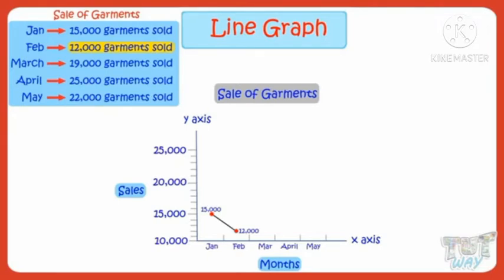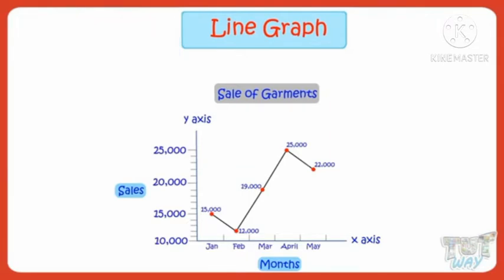Next, sale for the month of March, that is 19,000 garments were sold. Now dear students, we will make a dot along the month March and sale 19,000. So this dot shows the sale of March. Similarly, we plot all the information and make a line. So dear students, the line graph is ready.